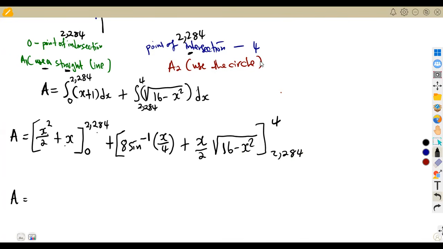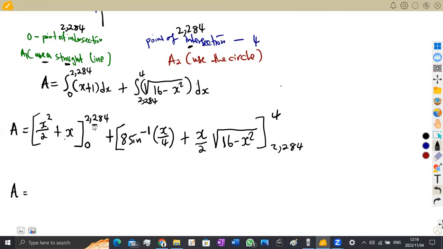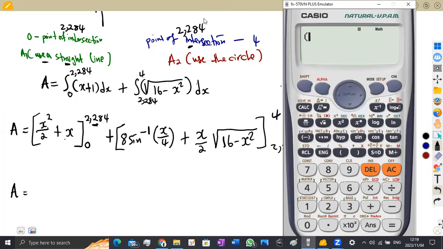So let us check the first part. If we are to consider this, the upper limit is 2,284. So you're going to substitute 2,284 in place of x. So that is x squared, so it's going to be 2,284 squared over 2 plus x, so you're going to add 2,284, like that. All right, so this is going to give us 4,89, something like that, right? So that's what you're going to have from this one.